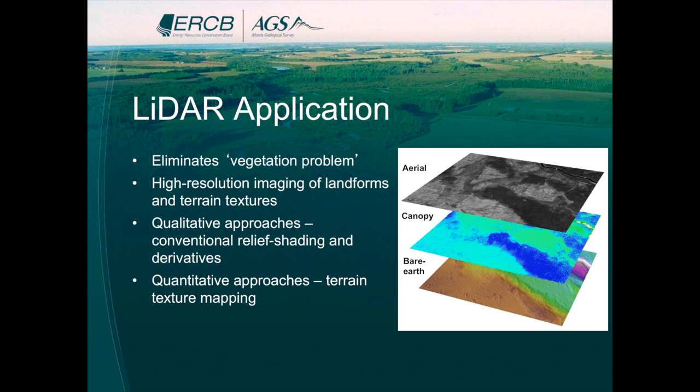So, to come back to what Robin said, the introduction of LiDAR to this process is really like having the lights turned on. We're mainly interested in the bare earth model, and it eliminates that vegetation problem for us and allows us to do quite high resolution mapping of landforms and terrain types. We've been looking at it usually from a qualitative mapping approach, but we've also been examining potential quantitative methods to help the mapping process as well.